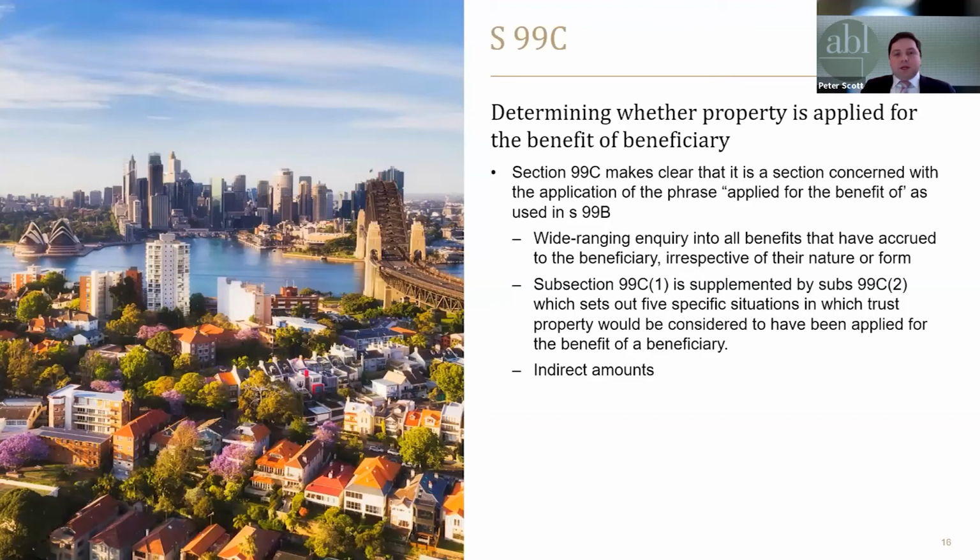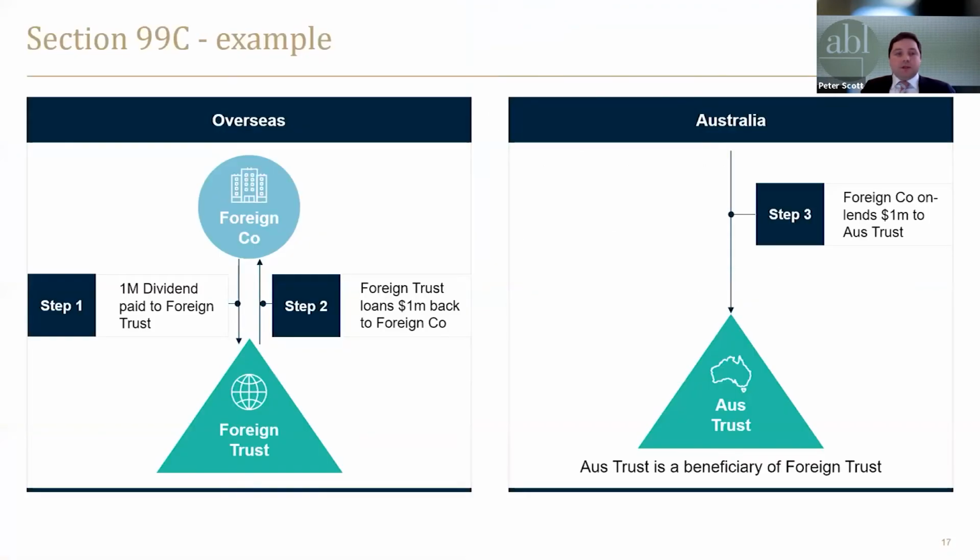The Commissioner takes the view that 99C will be satisfied so long as the relation between the benefit and the trust property is not so remote as to be insignificant. So only a casual or other connection is required to have in regard to the purposes of Section 99C. So an example of 99C in operation is on the following slide.